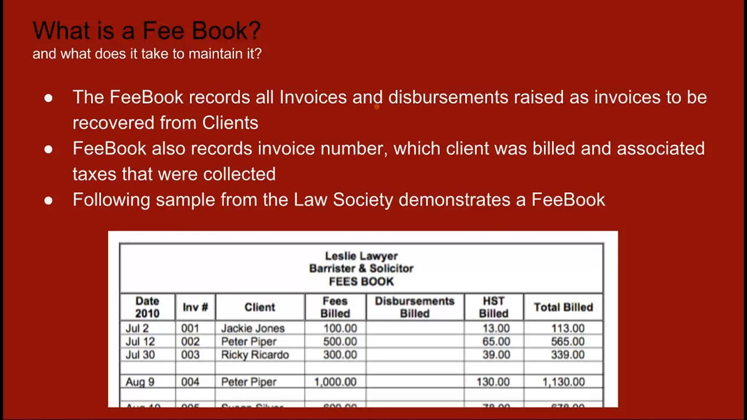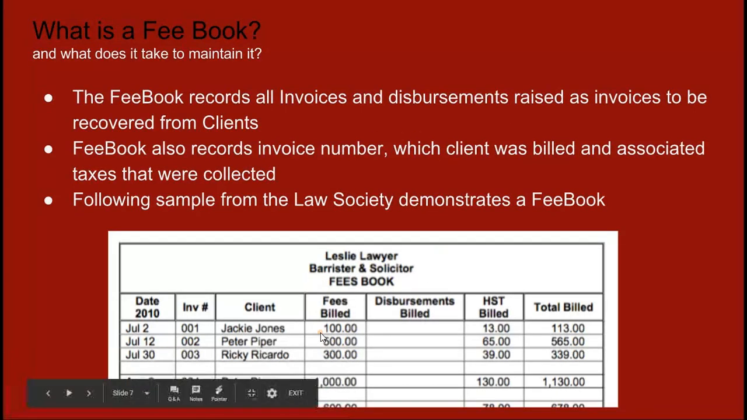Okay, so this one fee book talks about all the invoices, the disbursements that are being raised that have been recovered from the clients, either through an invoice, trust transfers, etc. The fee book also records the invoice number, which client it was billed for, and just like your general ledger, it accounts for the taxes, or the HST or the jurisdictional tax, that you've collected.